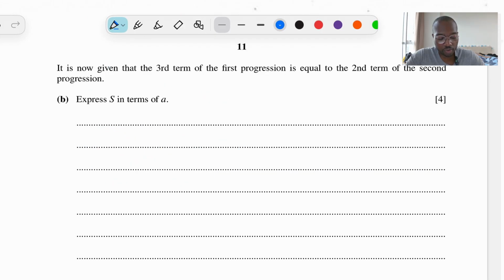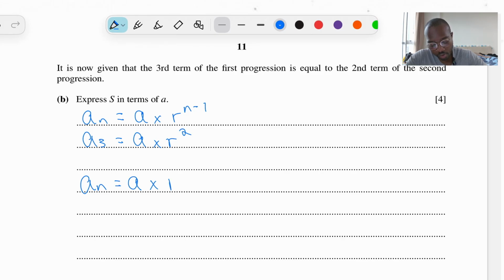So for part B, we're told that the third term of the first progression is equal to the second term of the second progression. Express S in terms of a. So what do we know about the terms? We know the formula is a_n equals a times r to the power of n minus 1, where a is the first term. So in this case, a_3 is equal to a r squared, that's the first progression. For the second progression, the general term would be a, where a is the first term, times R to the n minus 1. Therefore, a_2 is equal to aR.